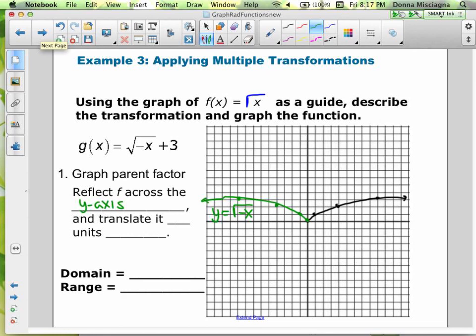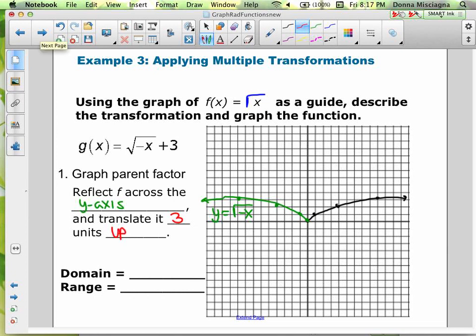All right, and now we need to translate it. The 3 is not under the radical. It's outside the radical, so that means up and down. In this case, since it's positive, we're going to translate 3 units up. So our whole graph is just going to move up 3.